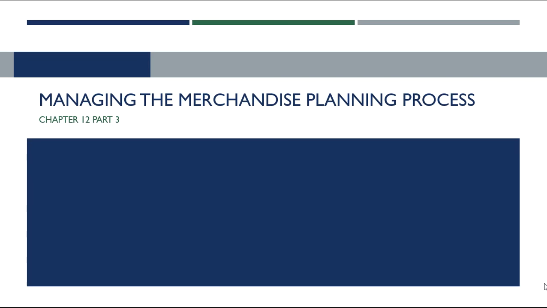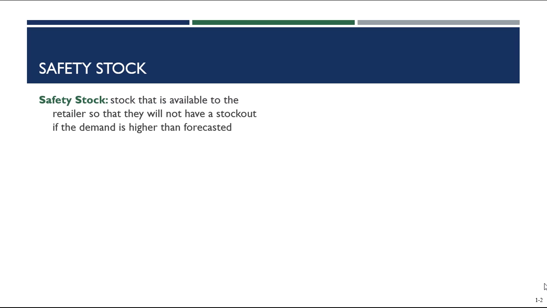So, in our discussion on product availability levels, we talked about how it's not always necessary to meet 100% of consumer demand, and that was our discussion around product availability. There's one other topic we need to consider when we're talking about setting our inventory levels, and that is safety stock. Safety stock is stock that's available to the retailers so that they will not have a stock out if the demand is higher than forecasted.